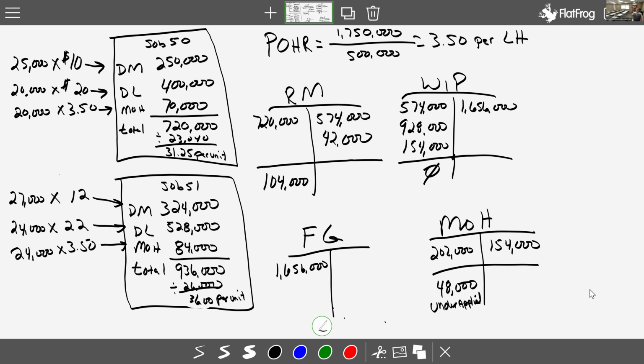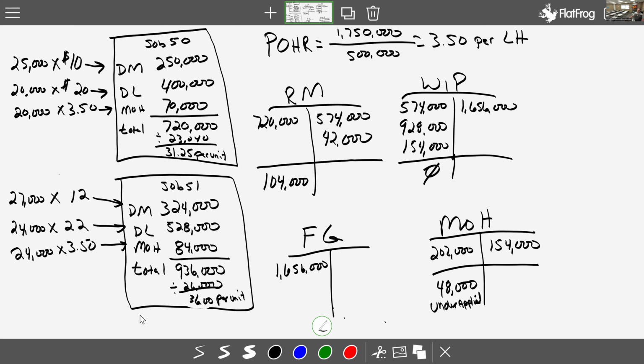Finally, it says that jobs 50 and 51 were completed for the period. So we add up the cost here between the materials, the labor, and the overhead to get a total cost. Divide by how many units it said we produced. For job 50, it was 23,040. We get a per unit cost of $31.25. We add up job 51, we get a total cost of 936,000 divided by the given 26,000 units produced, gives us $36 per unit.